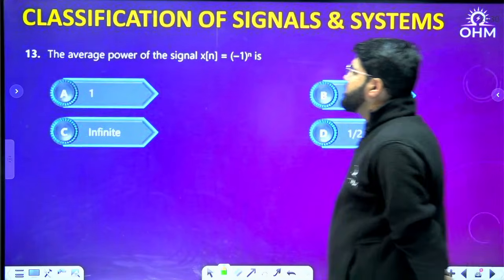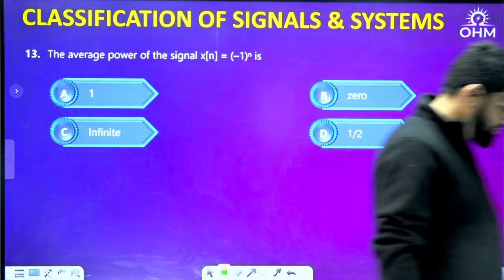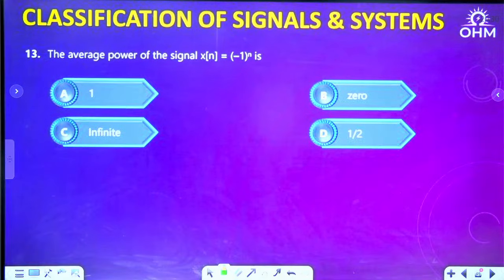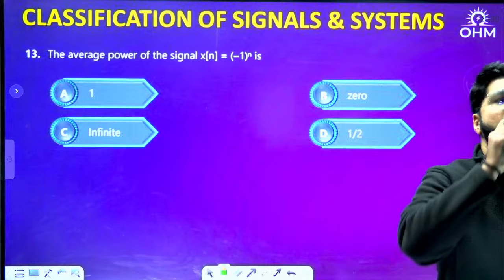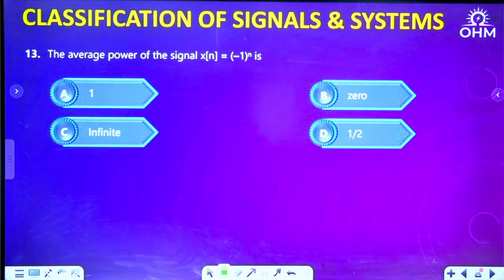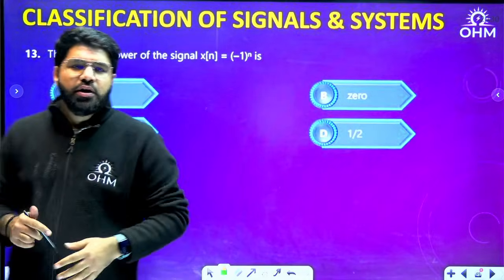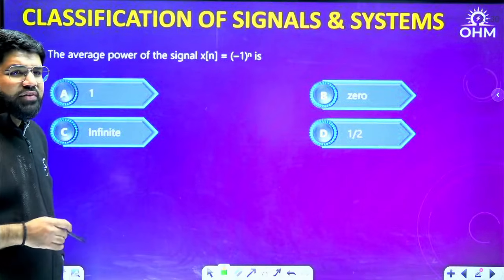Yeah, average power of the signal x[n] equal to (-1)^n. See, what is the pattern of the signal? Okay, firstly try to see what is the pattern of this particular signal. Just check it out, everybody. What is the average power of the signal (-1)^n? Let's have a look into it.